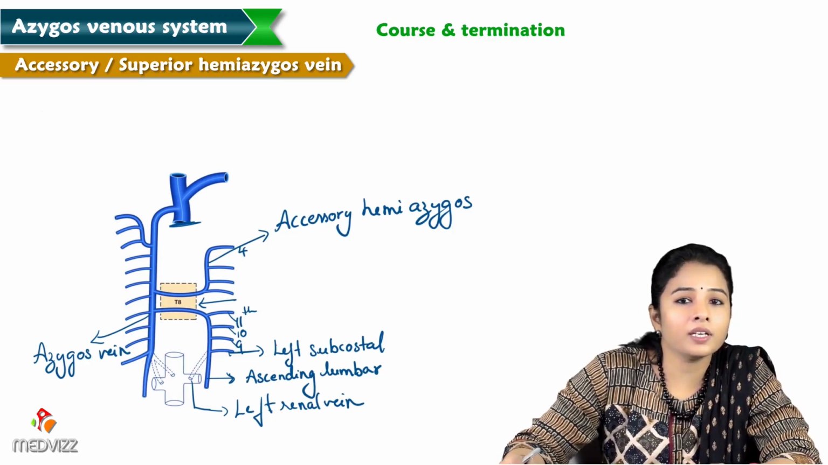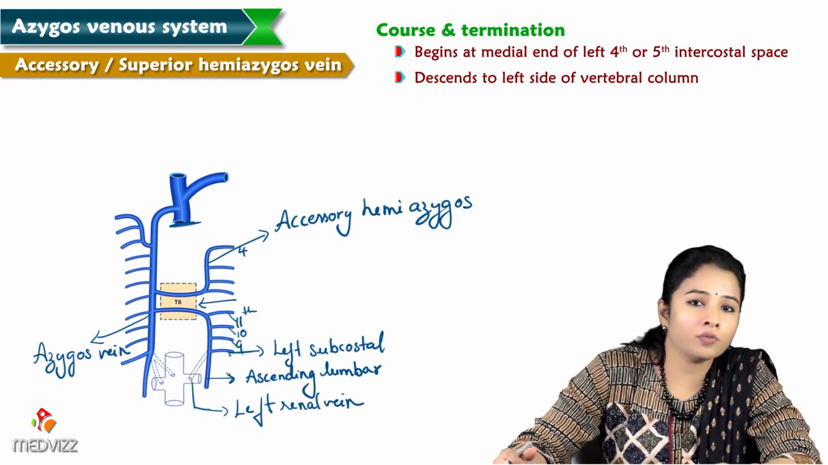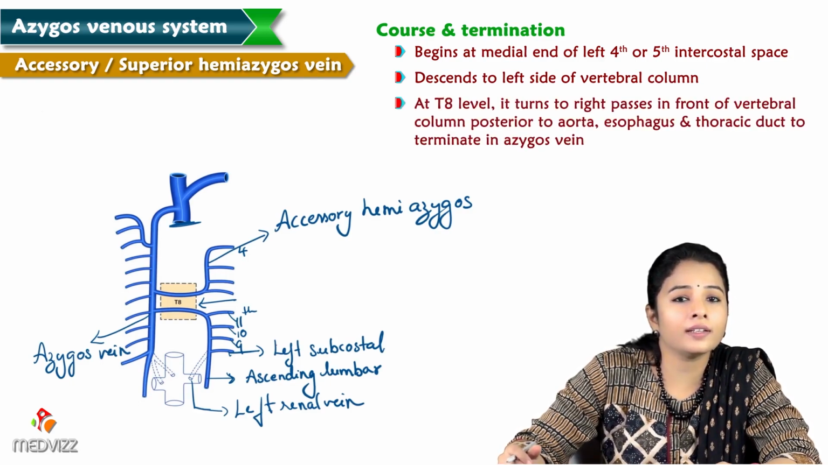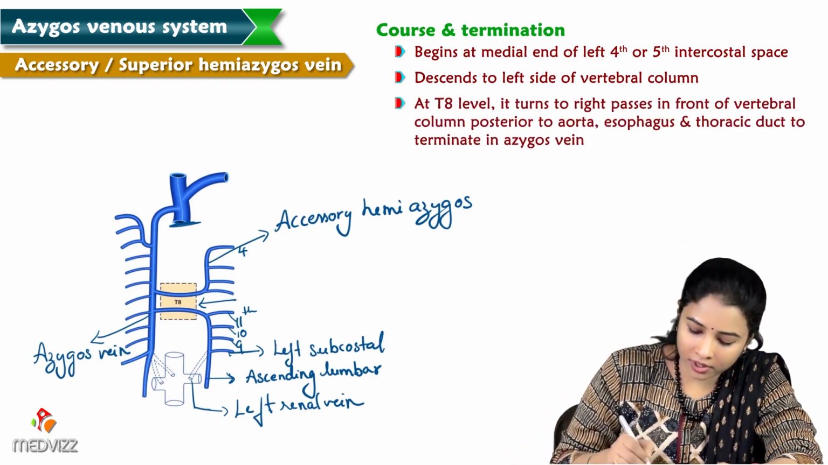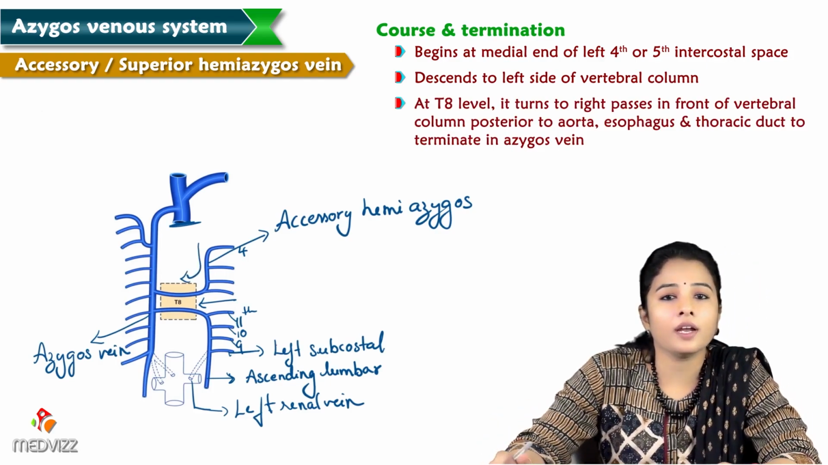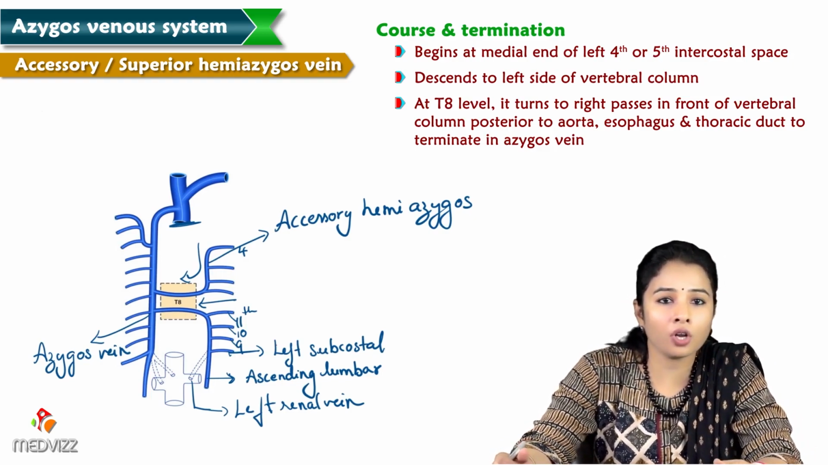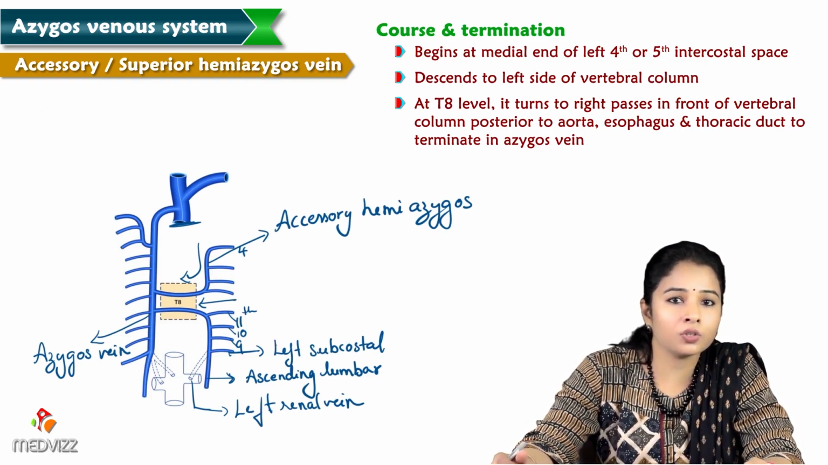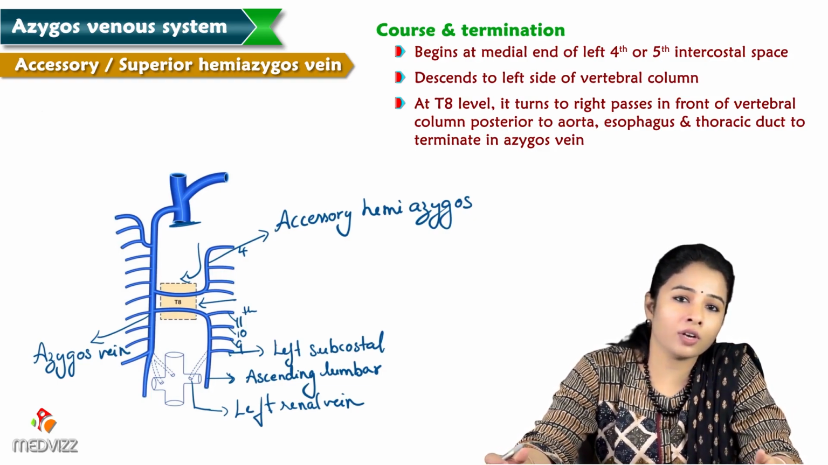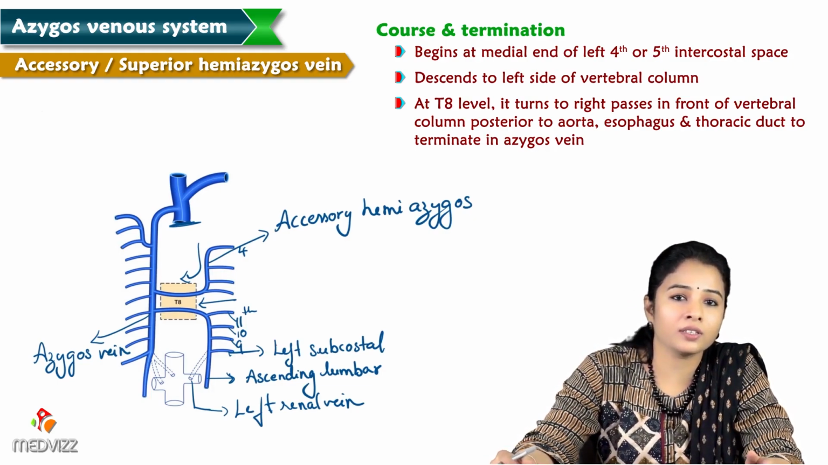The accessory hemiazygous vein begins at the medial end of the left 4th or 5th intercostal space and descends along the left side of the vertebral column to the level of T8. So it descends down till the level of T8, and it turns towards the right, where it passes in front of the vertebral column, posterior to the aorta, esophagus and thoracic duct, and finally terminates into the azygous vein.